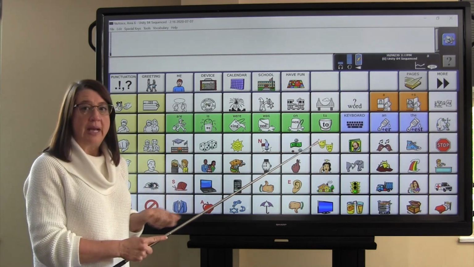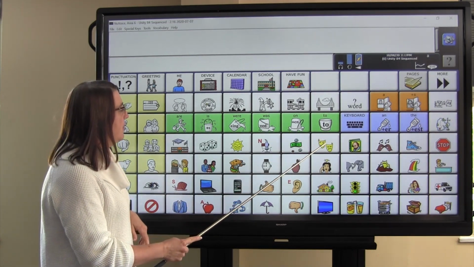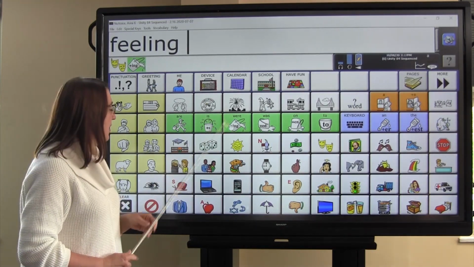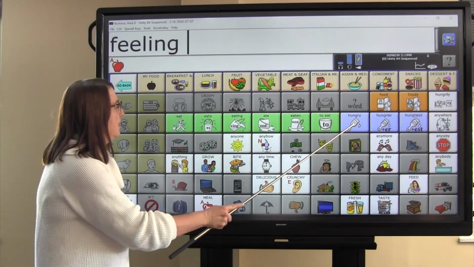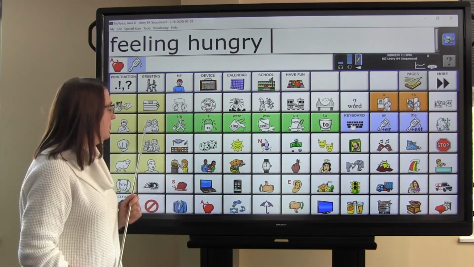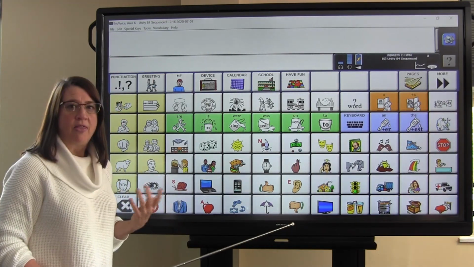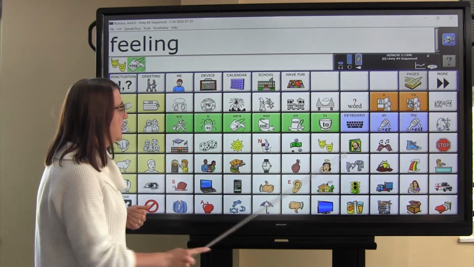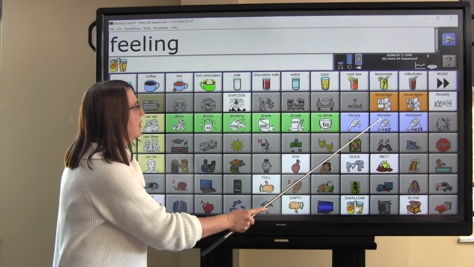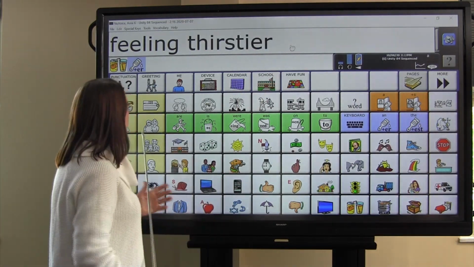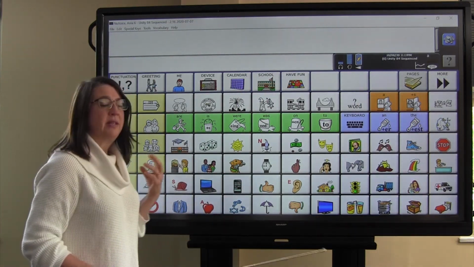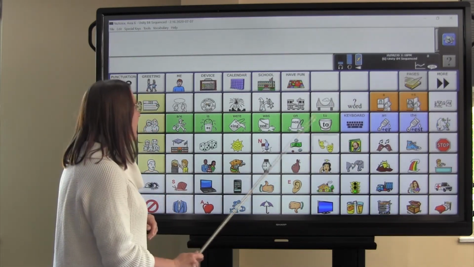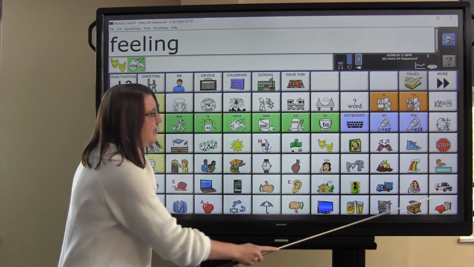Let's take a look at these masks. You may remember that the masks represent feeling. So if I select the mask icon plus ing, I could say feeling. Feeling hungry. Or maybe I'm feeling thirstier. Masks plus ing, feeling. Juice plus er, thirstier. Feeling thirstier. And by the time it's time to go to bed, we all are feeling tired.